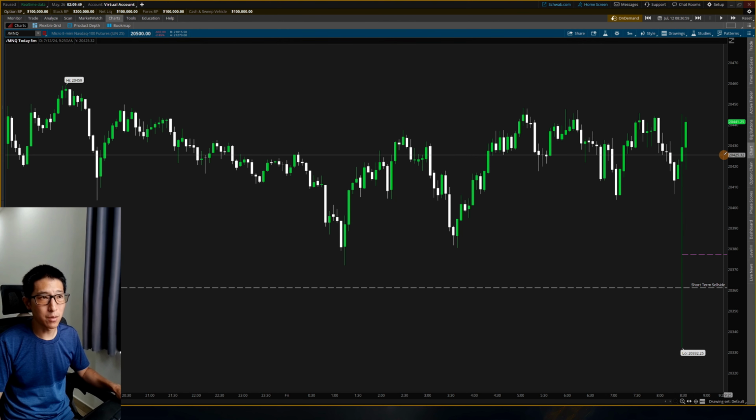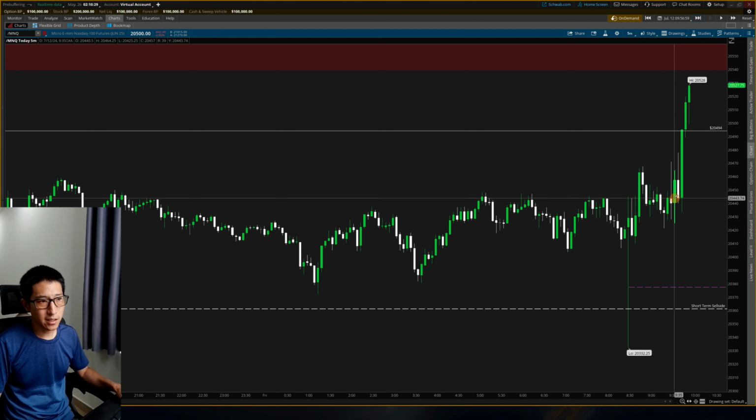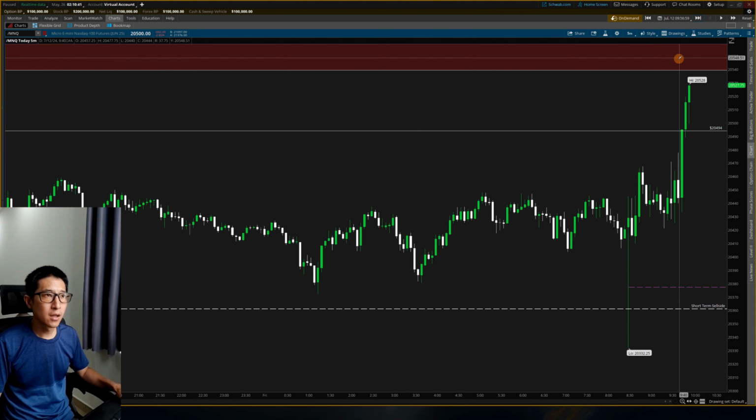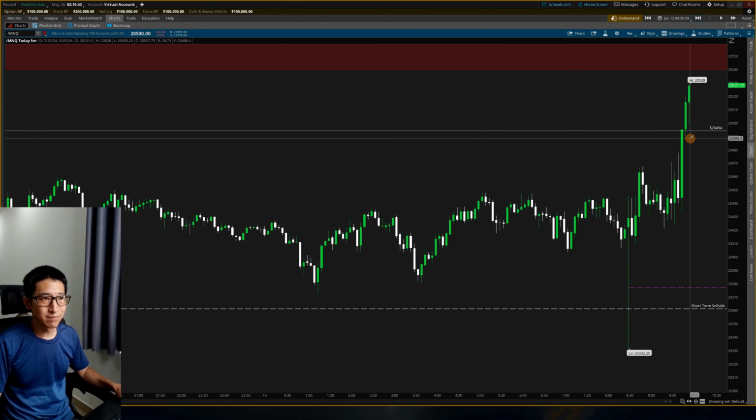Okay, so it's a little bit before 10 o'clock. 9:30 didn't actually do too much. We kind of consolidated here, and there was this small little fair value gap. It didn't look like it was being respected. This order block was being respected, and then here at 9:45 we started moving up for this 1 hour fair value gap. I don't really see any opportunities to get in.